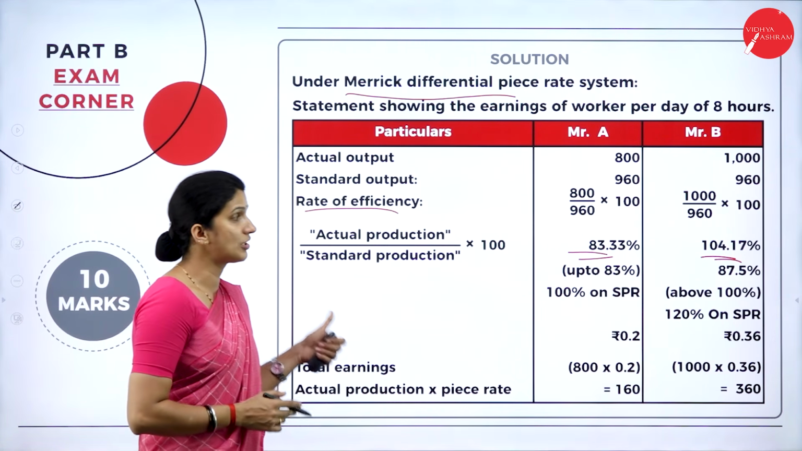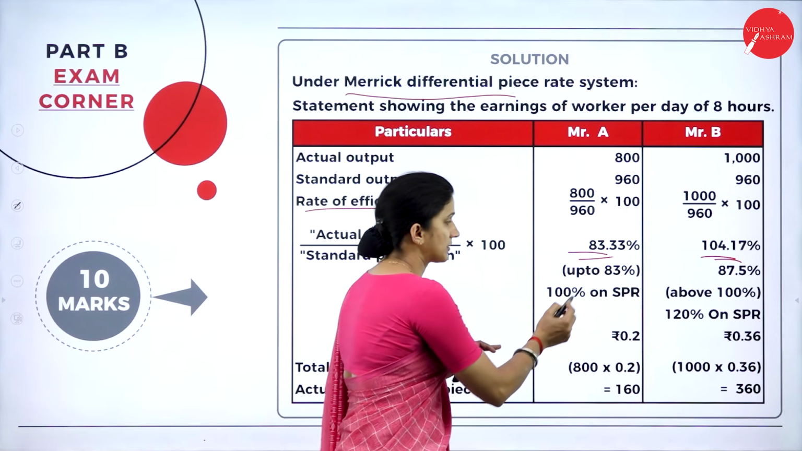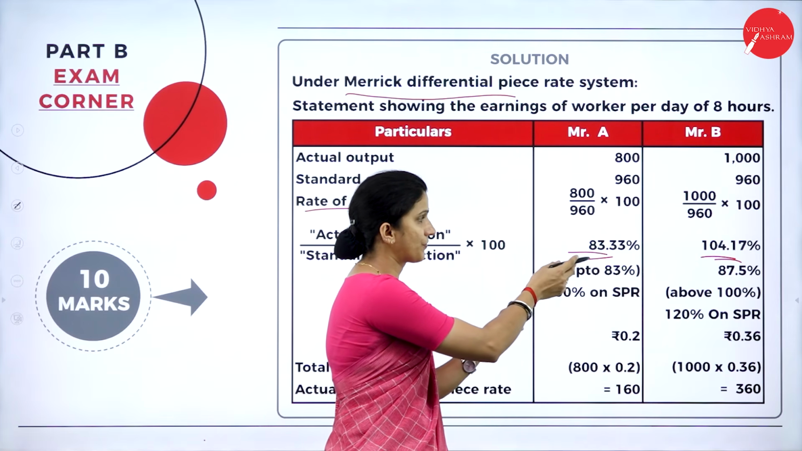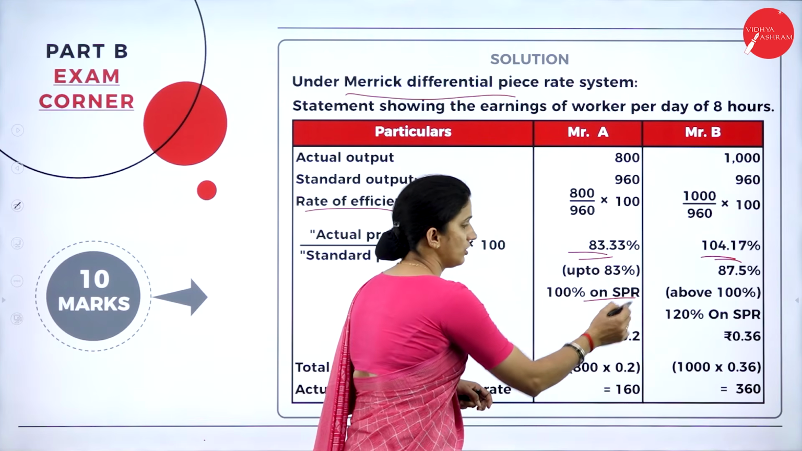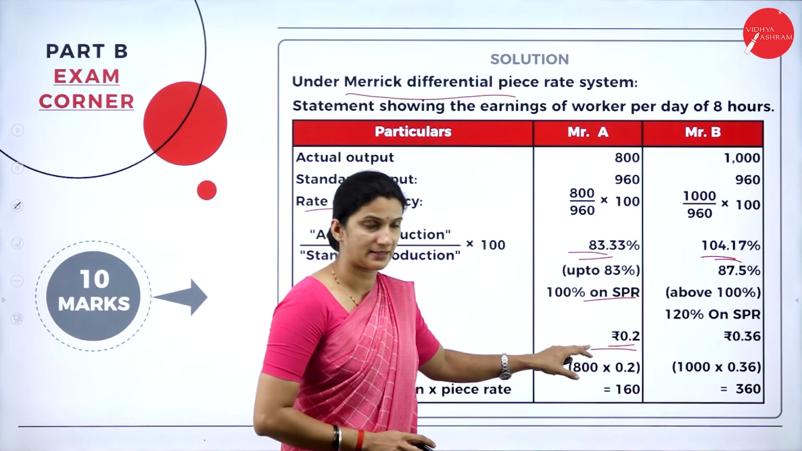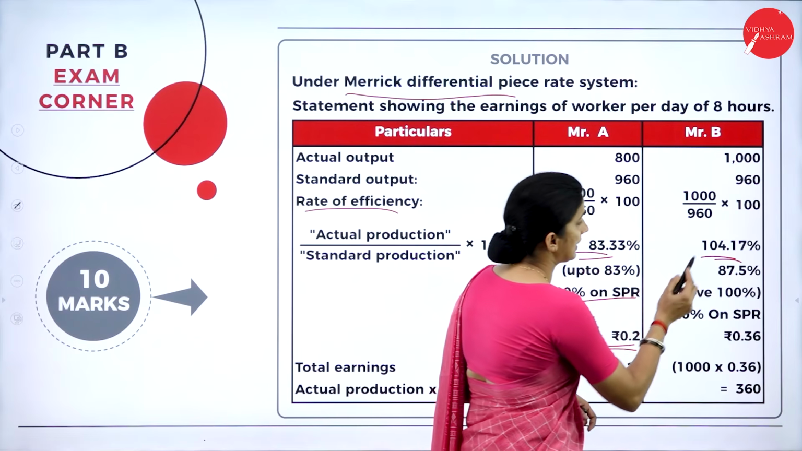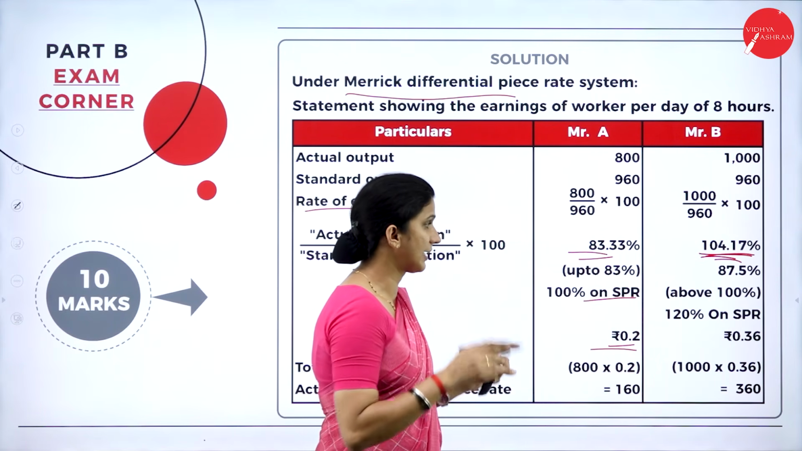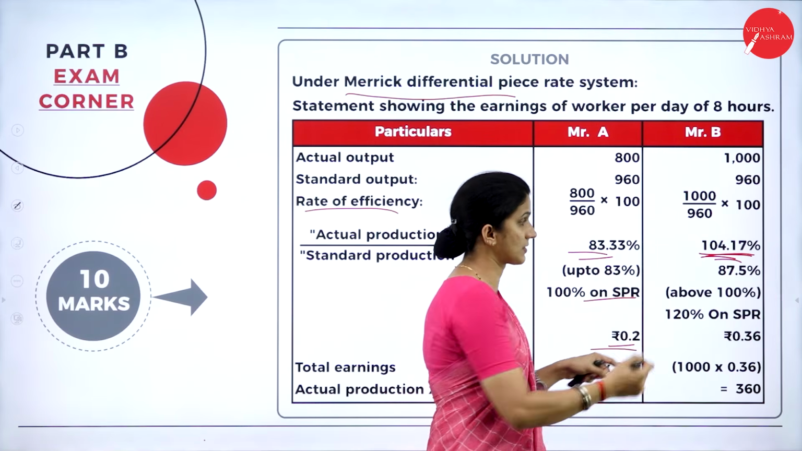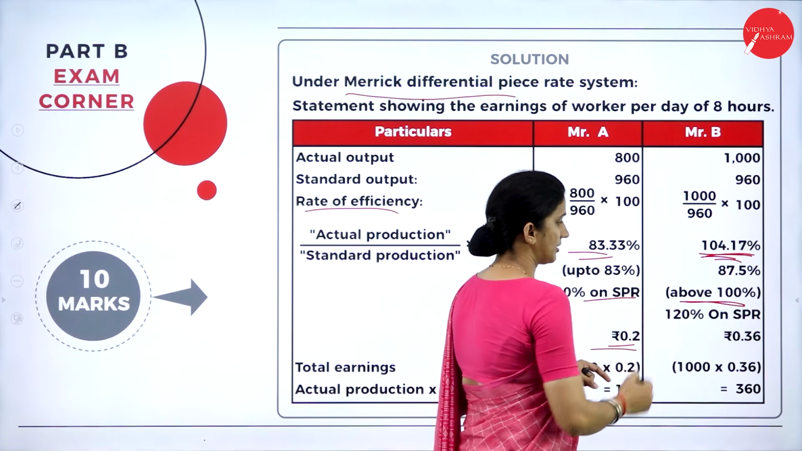So what are the differential piece rates? Up to 83%, his rate of efficiency is 83%, so it is 100% of the standard piece rate, that is 0.2. Here he has 104.17%, that means it is above 100%.